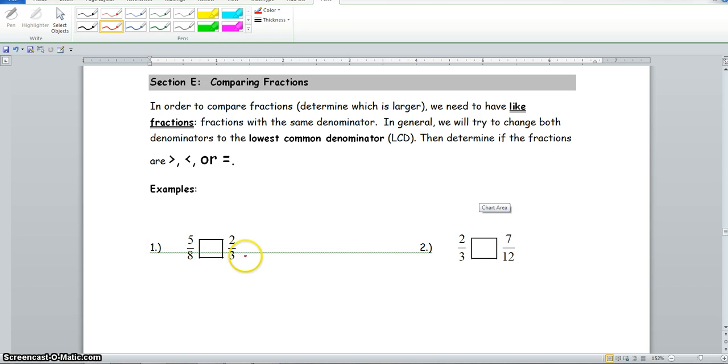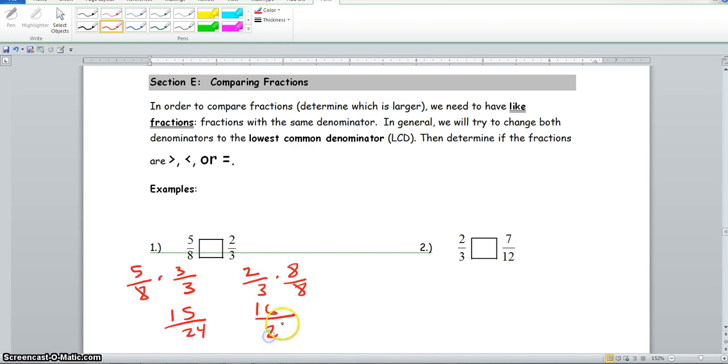So the common denominator of 8 and 3, we know, is 24. So we would take 5/8 times 3 over 3, and we'll take 2/3 times 8 over 8. 5 times 3 is 15, 8 times 3 is 24, 2 times 8 is 16, and 3 times 8 is 24. So now the first fraction is equivalent to 15 over 24, and the second fraction is equivalent to 16 over 24. So we know 2/3 is greater than 5/8, so 5/8 is less than 2/3.